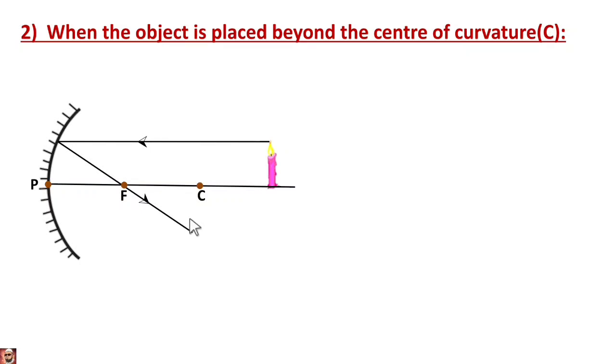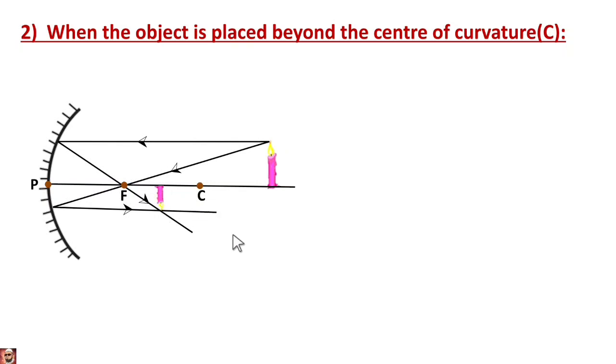The second rule is when the incident ray passes through focus, the reflected ray is parallel to the principal axis. Just now we came to know where the image is formed, which means where the two reflected rays are meeting. Here the two reflected rays are meeting. Here the image is formed. So the image will be obtained in this way. Now by seeing the diagram we can see how the image is formed.